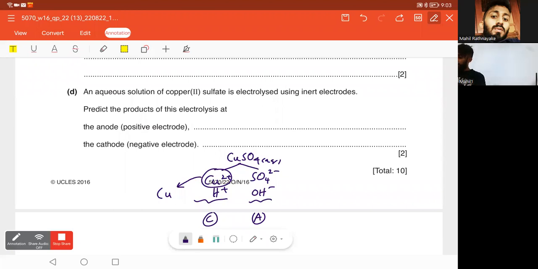Here at the anode, OH- discharges to O2. At the anode, oxygen; at the cathode, copper. Write the half equations, cathode and anode.